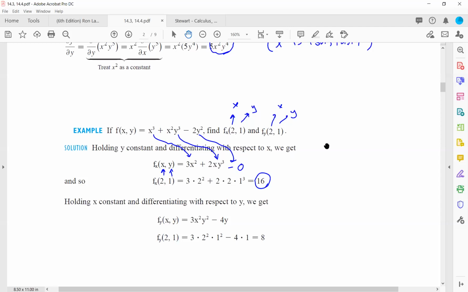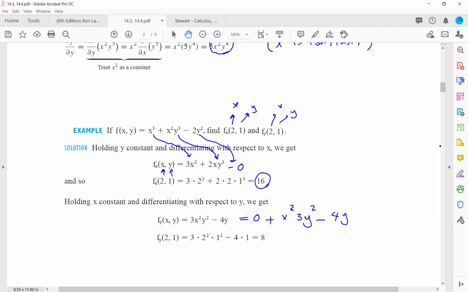The same process applies when you're taking the partial derivative of f with respect to y. You assume x is just a constant. So the derivative of x cubed is just 0. So this is officially 0 plus. Then for x squared, you copy down x squared, then you take the derivative of y cubed, 3y squared. Now you have negative 2y squared, which gives minus 4y.